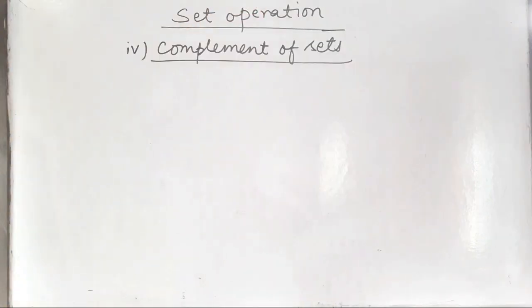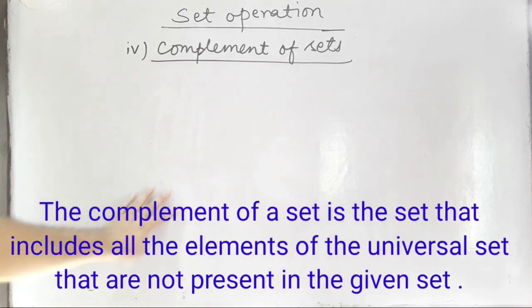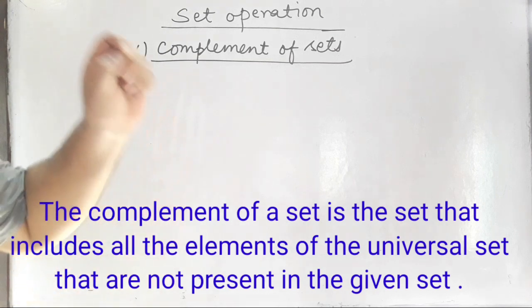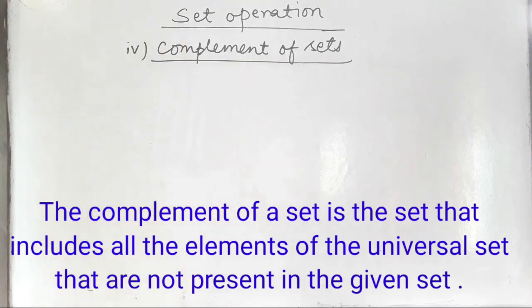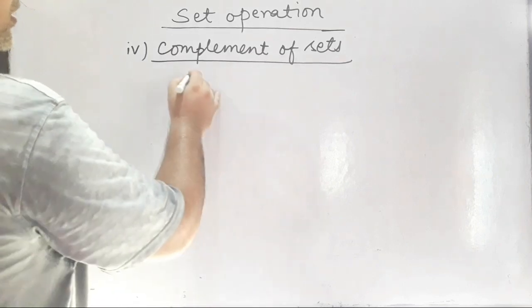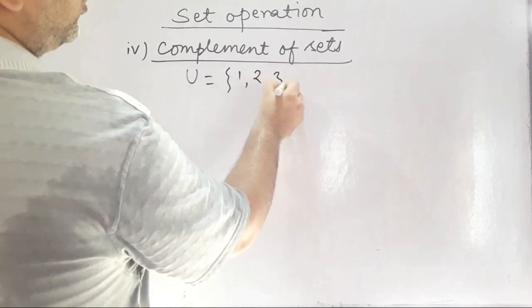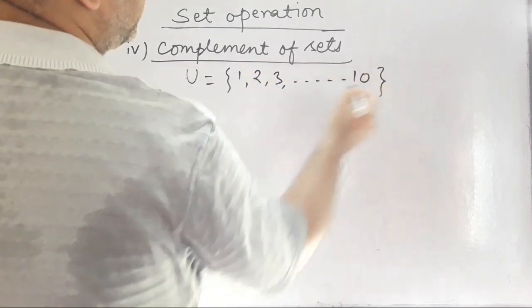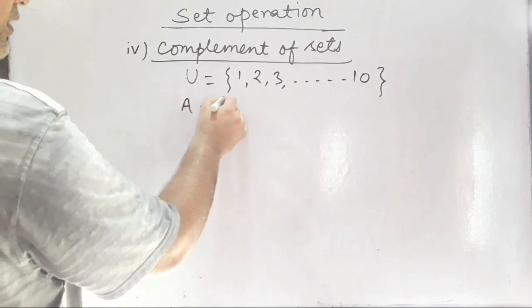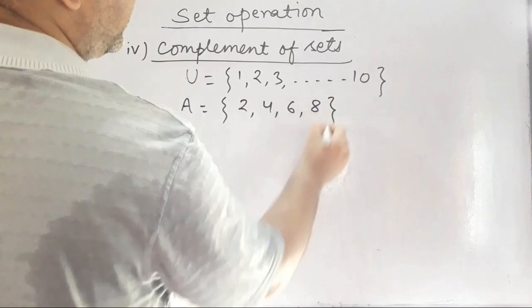The fourth operation: complement of sets. Now when the elements are listed from the universal set and those elements should not belong to the particular set given to us, then such an operation is called the complement of sets. Okay, let's understand from an example. From the definition, I think we have not become clear. Okay, if U is a universal set containing the elements 1 to 10 and A is the set containing the elements 2, 4, 6, 8.